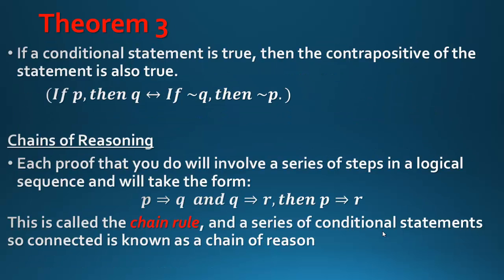So theorem 3 states that if a conditional statement is true, then the contrapositive of the statement is also true. So basically, if we have if P then Q, you would also have if not Q then not P. So the contrapositive of a statement will always be true. Very important. Okay, this is something that you should write down.